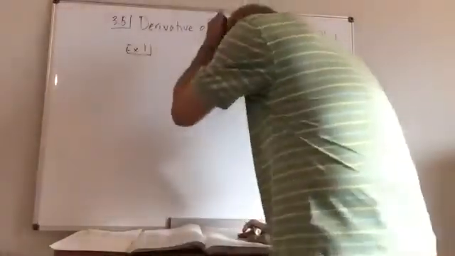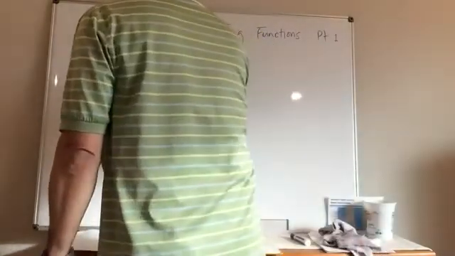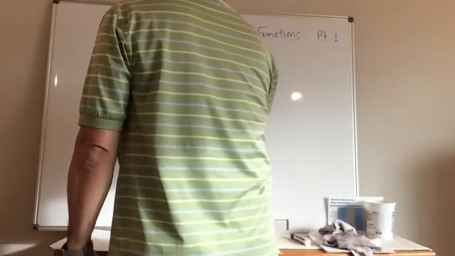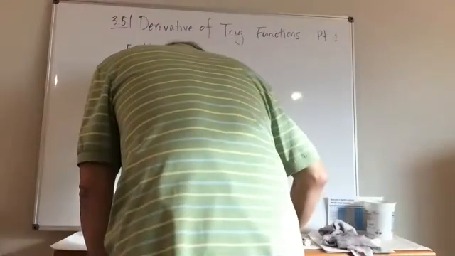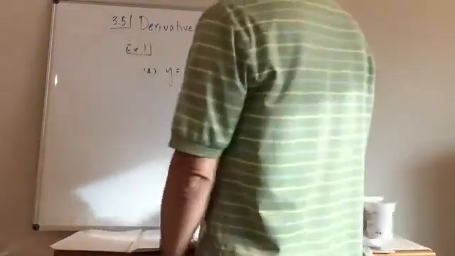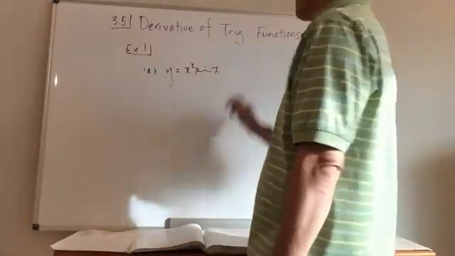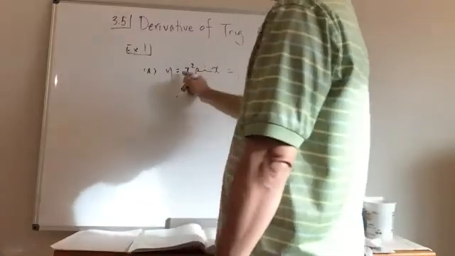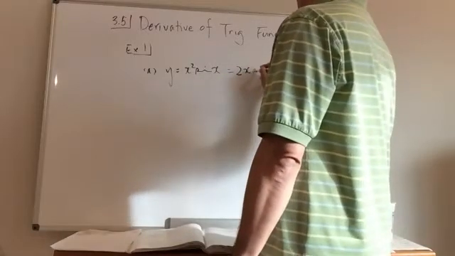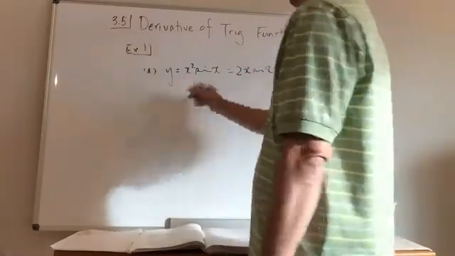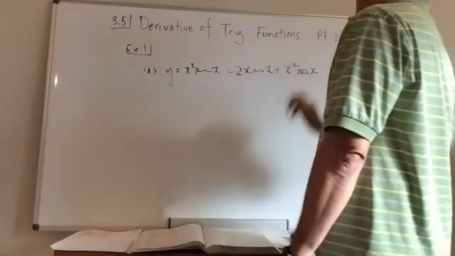Example number 1 says y is equal to x squared sine x. Okay, so I'm taking the derivative of this. This is f, this is g, so it's a product rule. If we do the product rule, I can take the derivative of this guy, which is 2x, and then just bring this guy over, sine x, plus I keep this guy, and then I take the derivative of sine x, which is cosine x. So that's your answer.